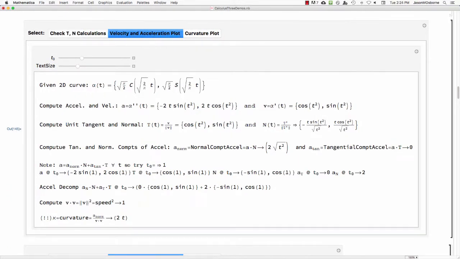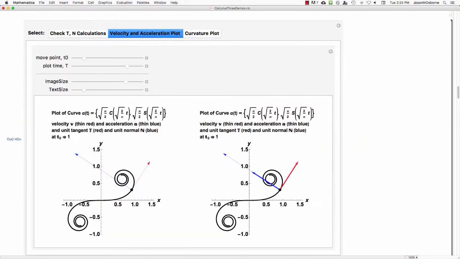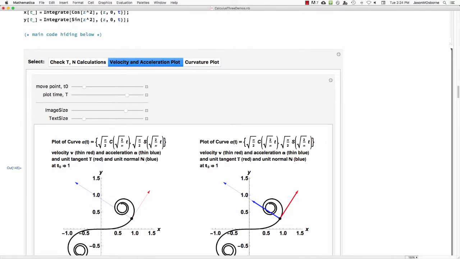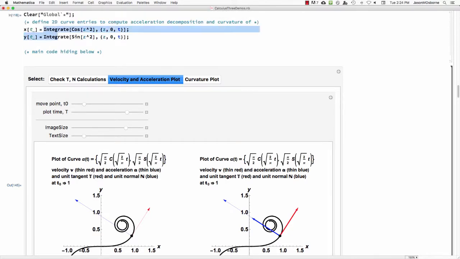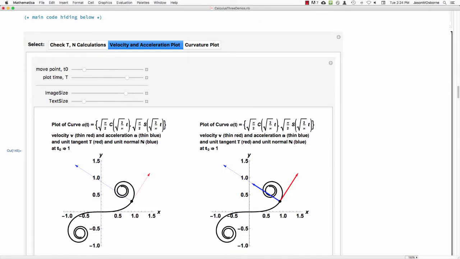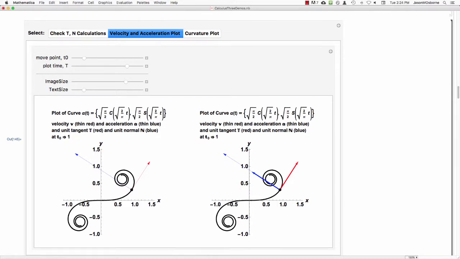Okay, here's the curve that we're talking about, and it is that spiral. This is the way the computer represents the curve that we just did. Here's how I typed it into the computer. X is the integral of cosine of z squared, and z is being integrated from 0 to t.